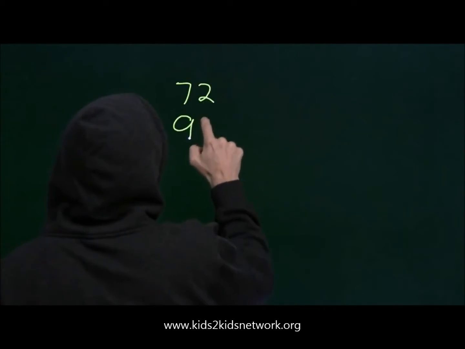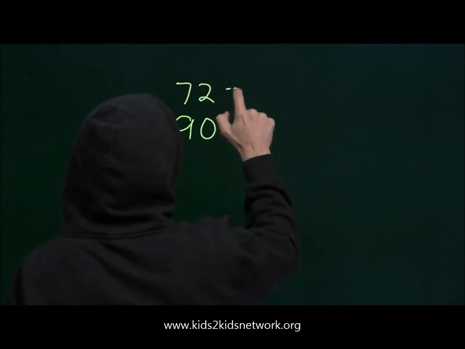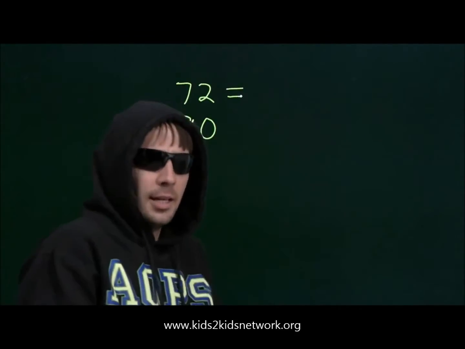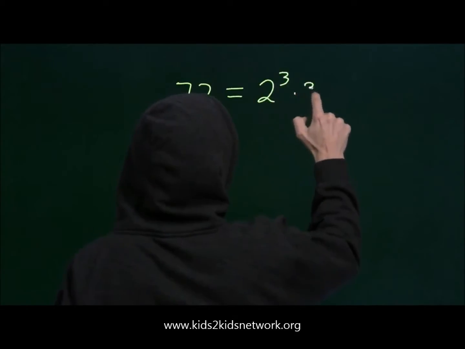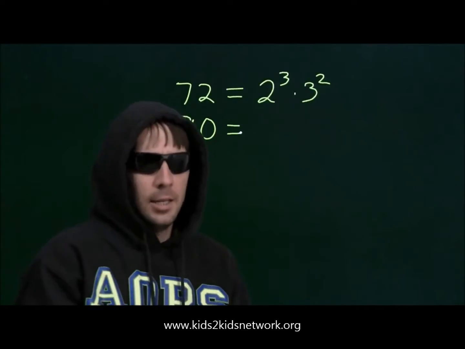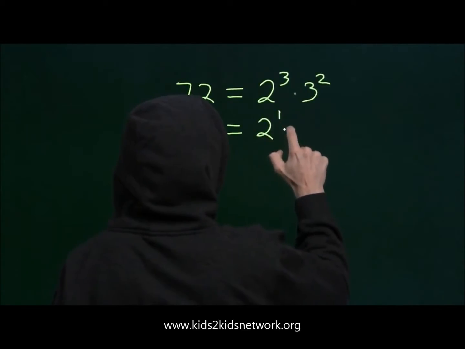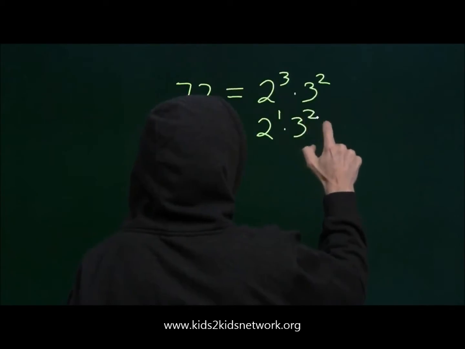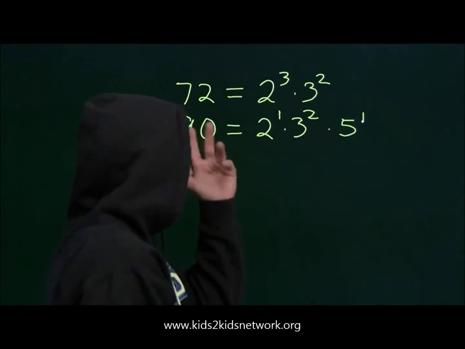72 and 90. Now, let's take a look at their prime factorizations. That is 8 times 9. 2 cubed times 3 squared. This, of course, is 9 times 10. 10 is 2 times 5. So we have 2 to the first times 3 squared, there's our 9, times 5 to the first. All right, so those are our 2 numbers.